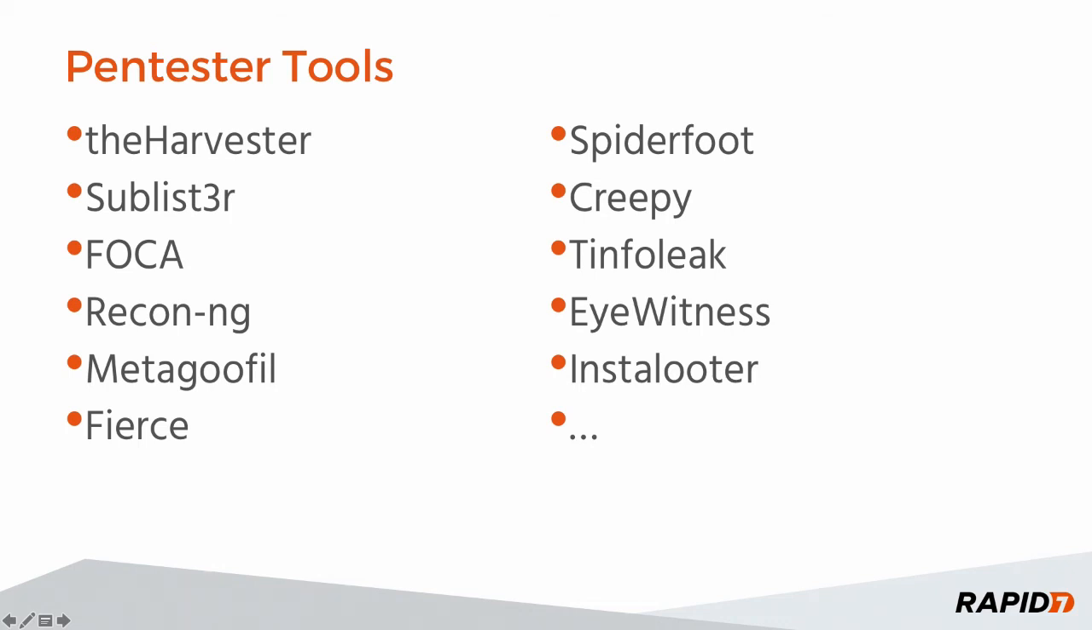theHarvester is a good one. It can go out there and pull down usernames, email addresses, websites, and domain names, all of that. Sublist3r uses a similar technique. Fierce is similar. A bunch of these are like that.